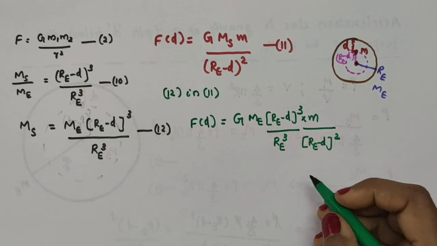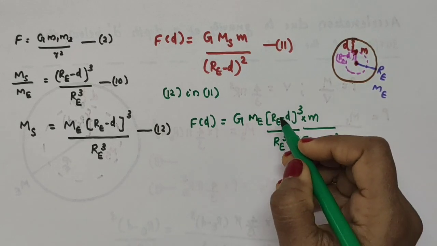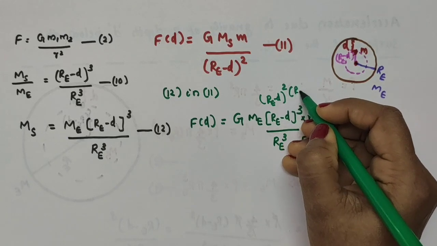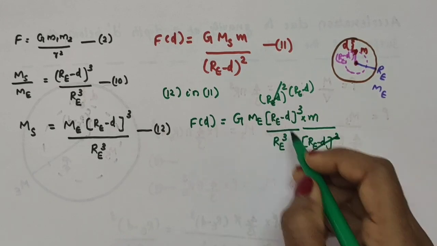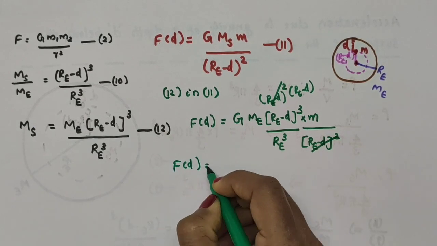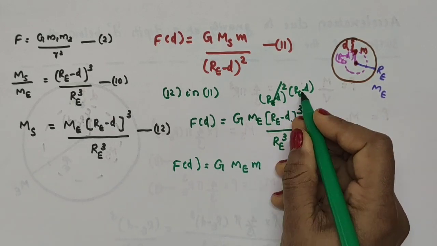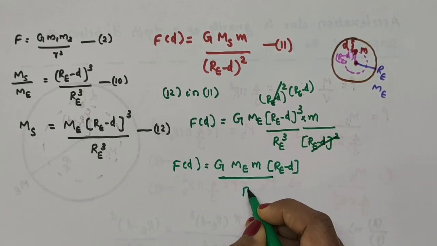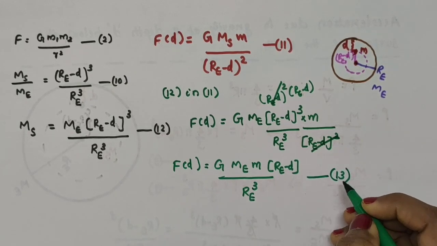Now you see, here we have (Re minus d) the whole cube, and here we have (Re minus d) the whole square. So (Re minus d) the whole cube can be written as (Re minus d) the whole square into (Re minus d). So, (Re minus d) the whole square and this cancel. These two get cancelled. So the rest we have F of d is equal to G into Me into small letter m is here. Then one (Re minus d) is here, so (Re minus d) divided by Re cube. I am taking this as equation number 13.